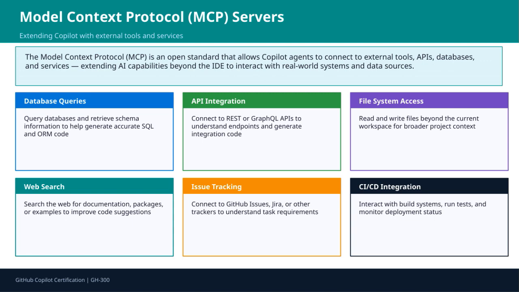Issue tracking integration means Copilot can connect to platforms like GitHub Issues or Jira, helping it comprehend task requirements and provide more targeted assistance. Finally, MCP supports CI/CD integration, letting Copilot interact with build systems, run tests, and monitor deployment statuses, which streamlines the development and deployment process. This certification, GH300, ensures that these integrations meet GitHub standards for reliability and security. Together, these features make the Model Context Protocol a powerful extension for Copilot, significantly enhancing its usefulness in real-world development environments.